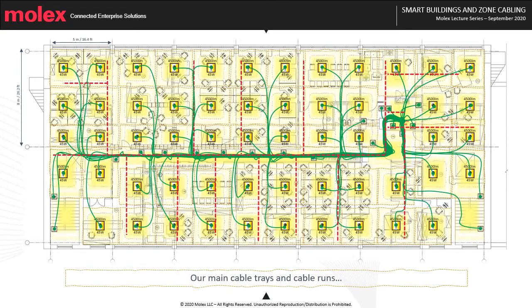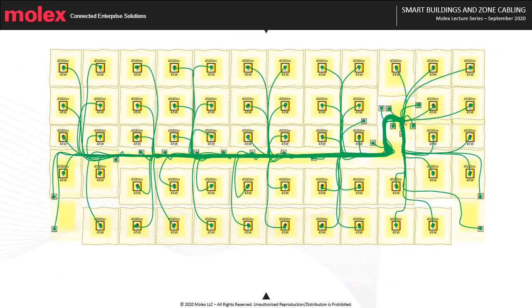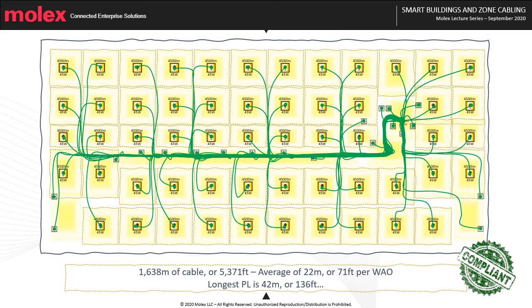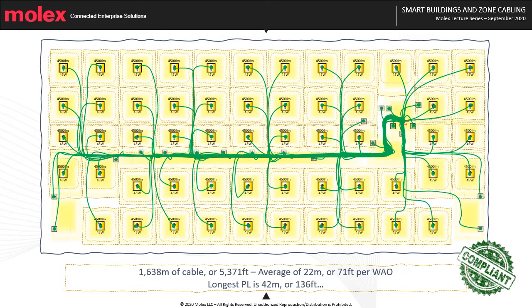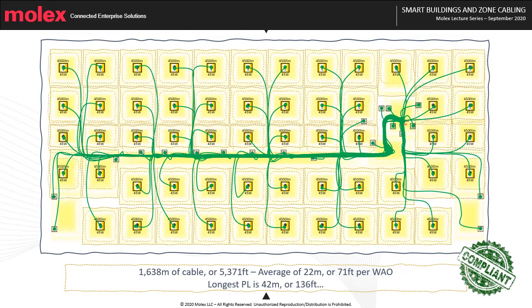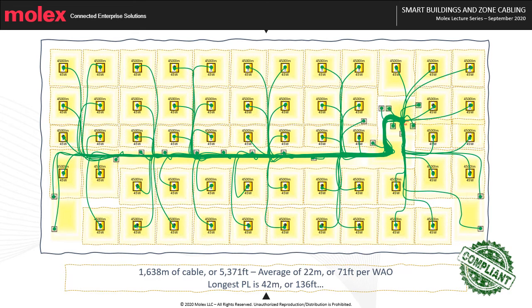Our intelligent lighting cable runs will also follow our main cable trays. And here we have a total of 1,638 meters of cable or 5,371 feet. This is an average of 22 meters or 71 feet on average per connection point. Our longest permanent link is 42 meters or 136 feet. Our design is then standard compliant.